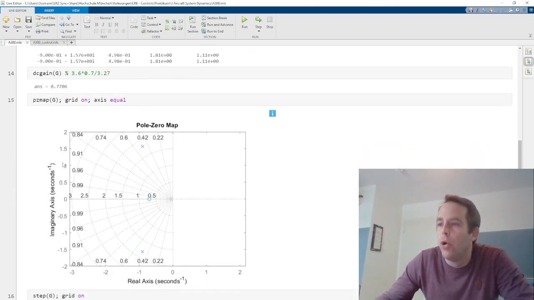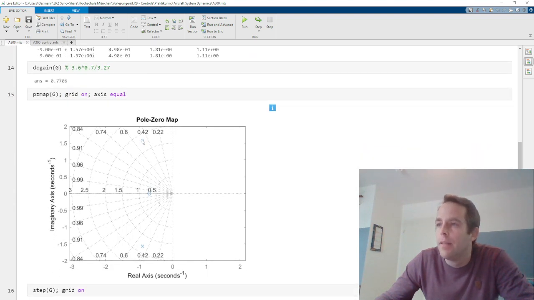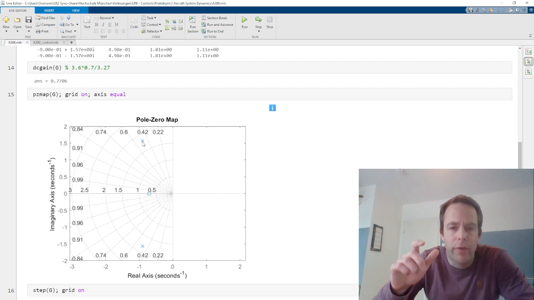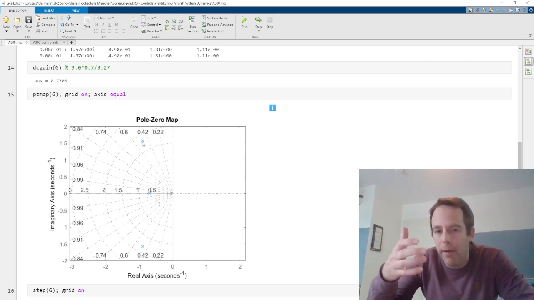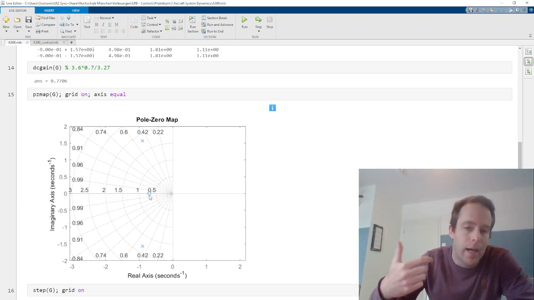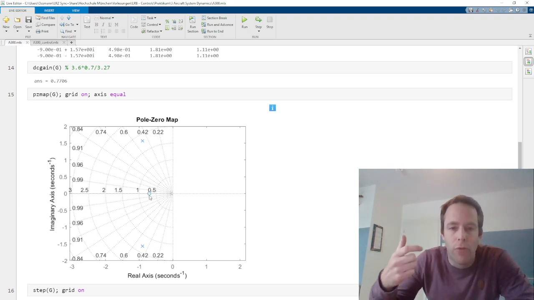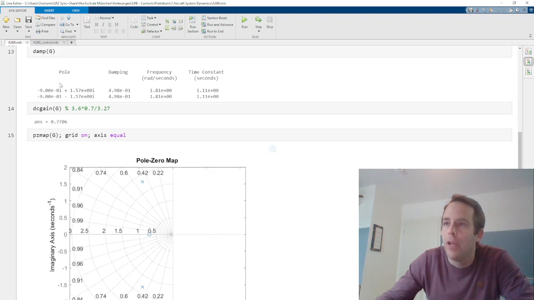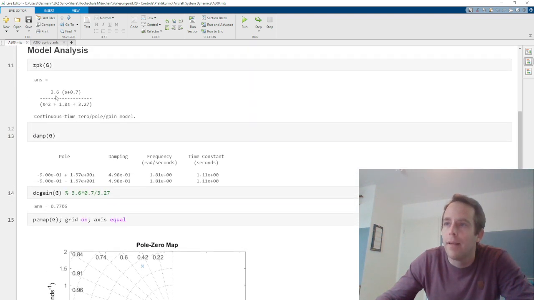Again, if you take a look at the pole zero map, this is the pole zero map now only for the transfer function from the elevator angle to the pitch rate, so it has only these two poles and this one zero. If you would plot the transfer function for the elevator command to your pitch angle, you could actually simply integrate this guy here.